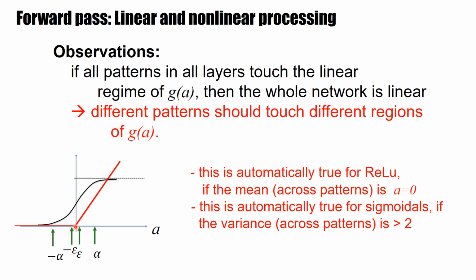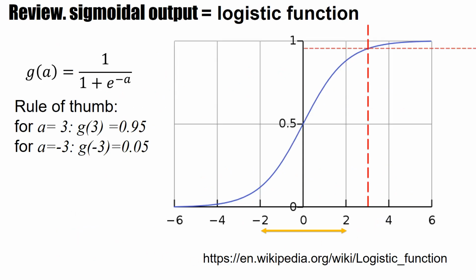But that means we have to make sure that the mean is 0 in all layers. And this is automatically true for sigmoidals if the variance across patterns is larger than 2 or larger than 3. And just to make this point, let's look at a standardized sigmoidal unit, also called the logistic function. For a equal 3, I have a value of 0.95. More importantly, in our current discussion, in the range from -2 to +2, it's more or less linear.